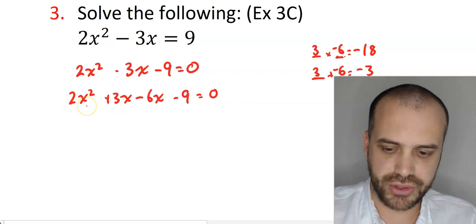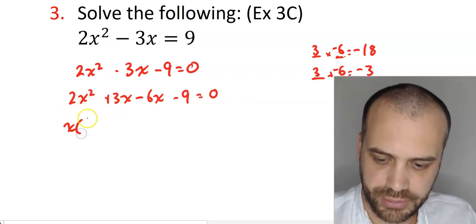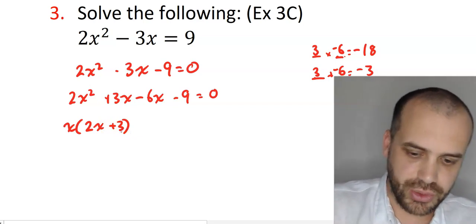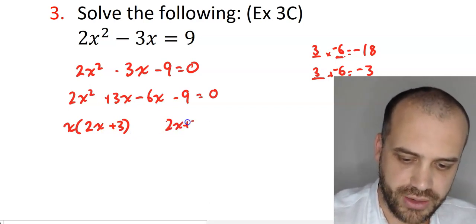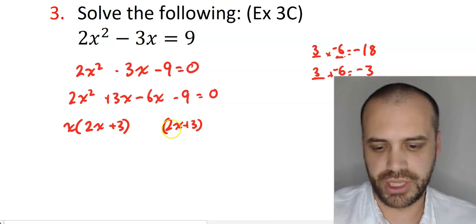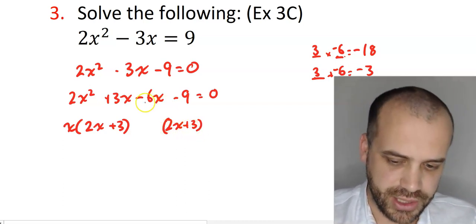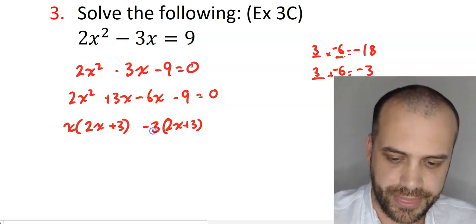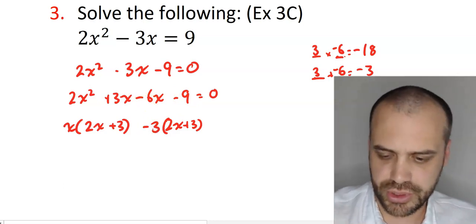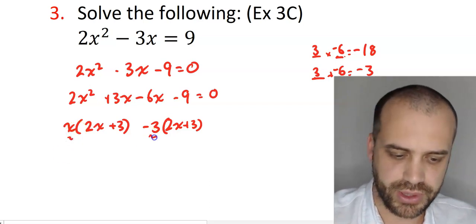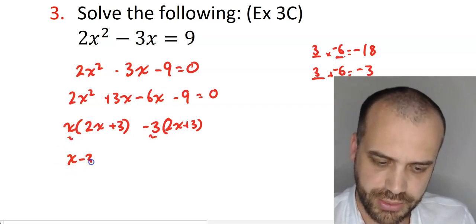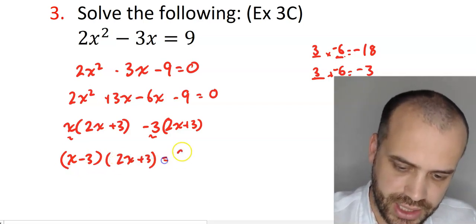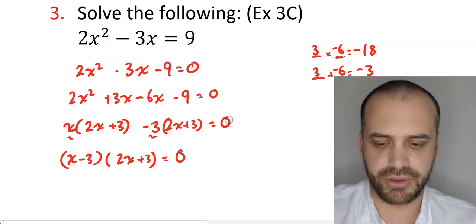Common factor for the first two terms, x, and I'm left with 2x plus 3. If I've done that correctly, 2x plus 3 can be brought out over here as well. And what do I need to multiply 2x plus 3 by to make negative 6x minus 9? It looks like negative 3. That looks good so far. Bring the x together with the negative 3, and I'm left with x minus 3 and 2x plus 3. And that's equal to 0. I should really have an equal to 0 there.